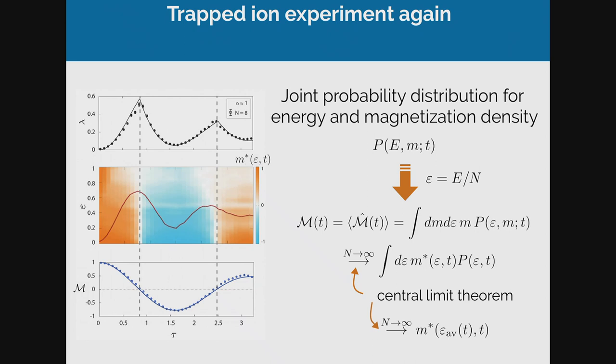This red line here is the dynamics of this mean energy density. So that is the value of the energy density which is relevant for local observables, okay? Because the mean value of a local observable is only determined from what happens at this mean energy density.